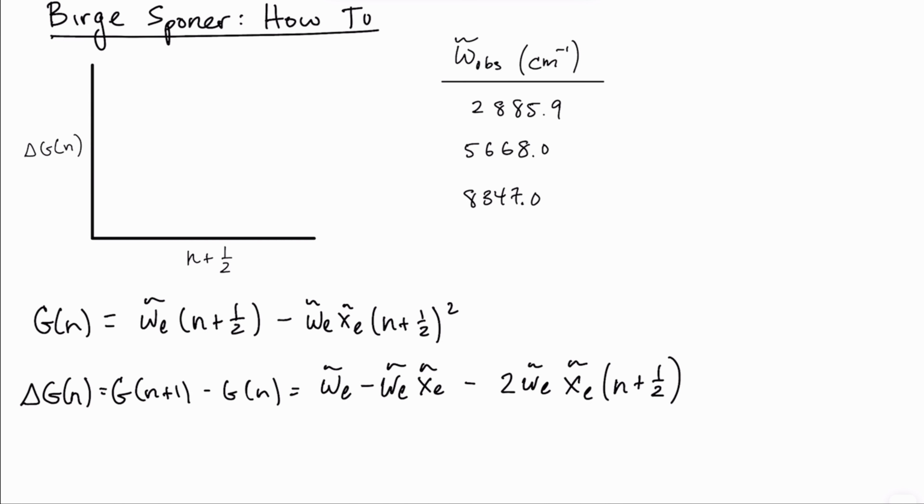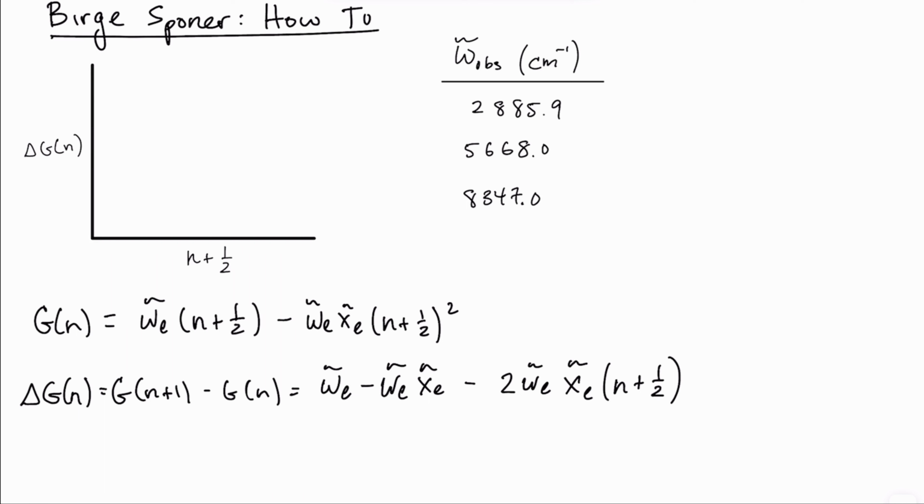What's even cooler is that we can also take this idea and figure out how many bound energy levels there are. So what's the maximum value of n that you can observe? And you can also figure out the dissociation energy D0. We'll talk a little bit about how to do that.